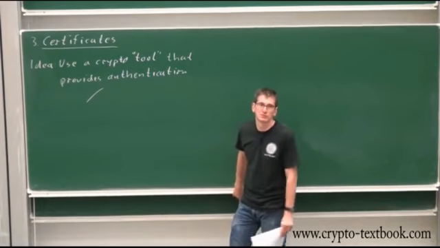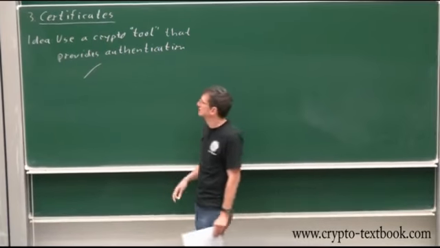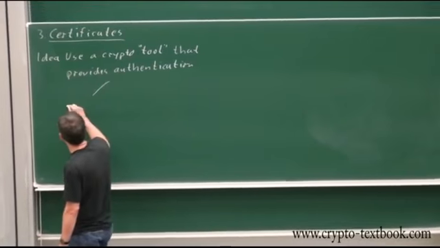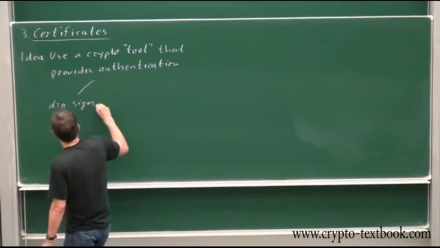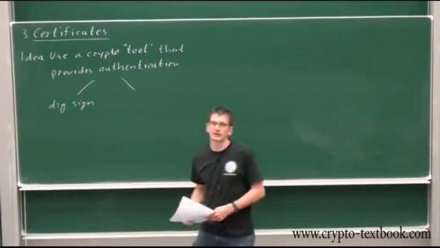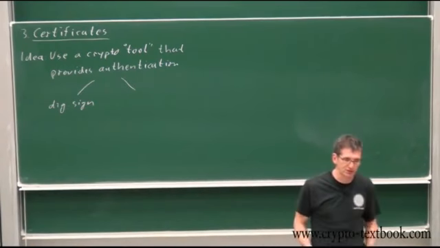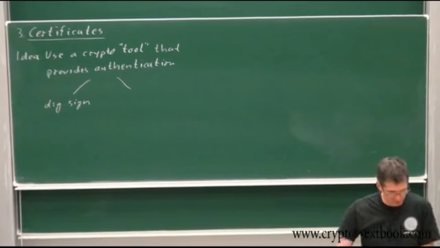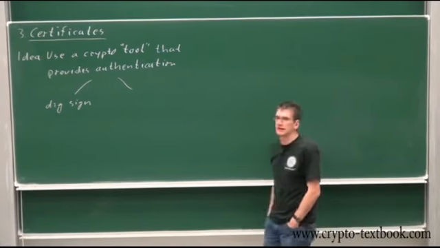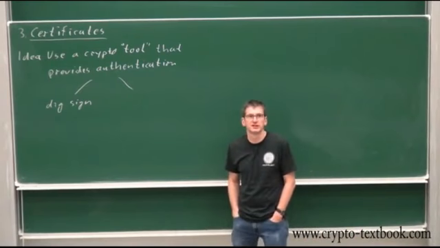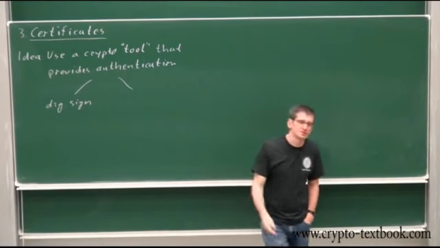So the 2 primitives that can do that, and one I already gave away. You can use digital signatures, just for completeness. There's another crypto function that we can use, which we also introduced recently. What is the other crypto function that provides authentication? Max, very good.